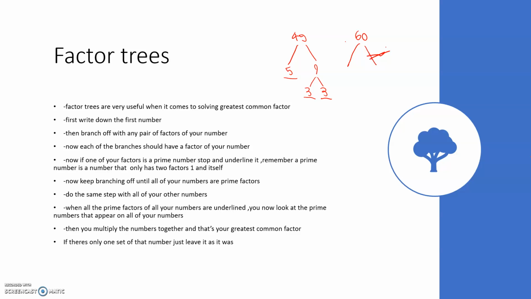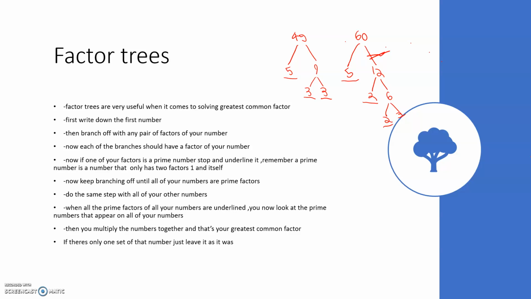I'm just going to do 5 and 12. So 5 is a prime factor. Don't keep going. 12 is not a prime factor, because it can be divided by these two. And 2 is a prime factor. And 6 is not a prime factor, so you have to keep going. And see how I kept going when something is not a prime factor? Because all of the numbers have to be prime factors, or this thing won't work.